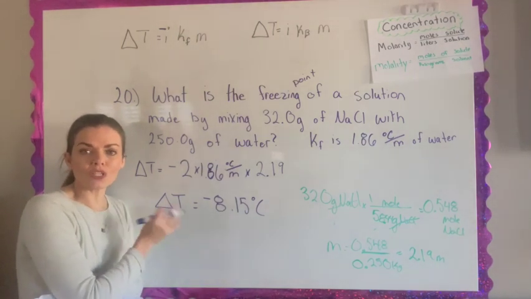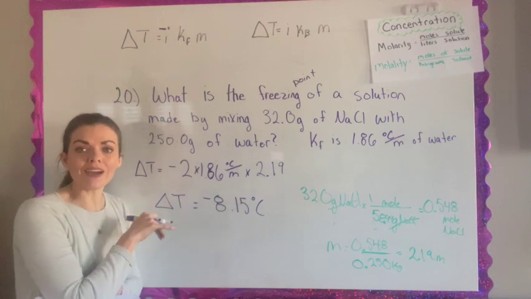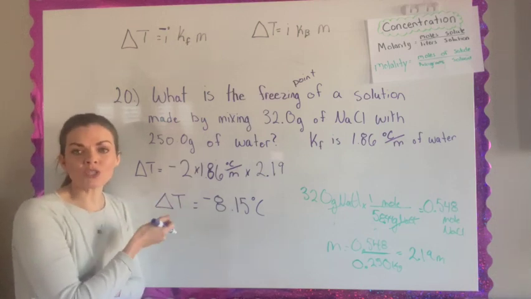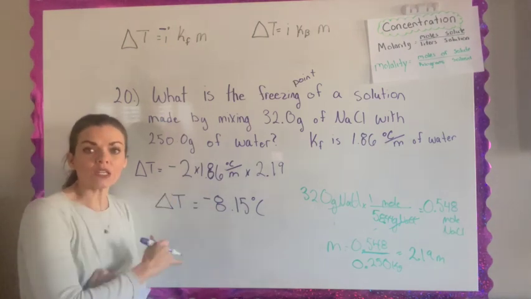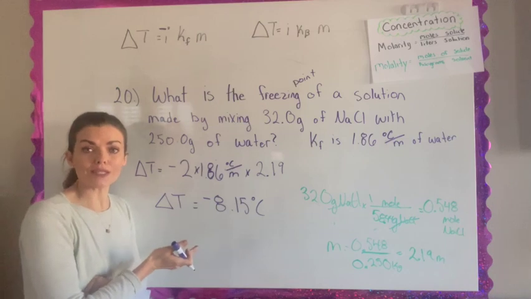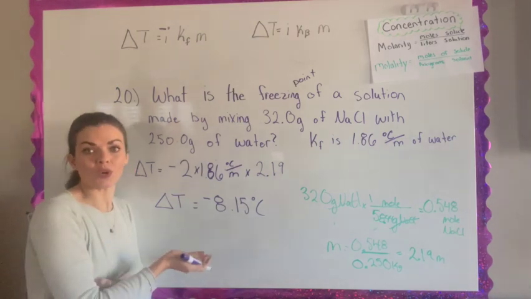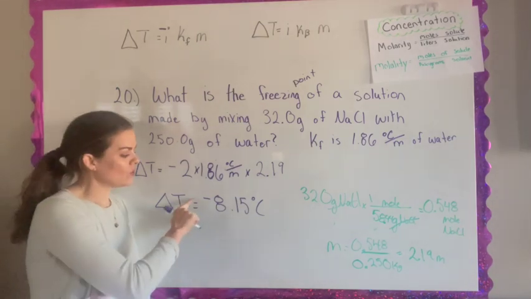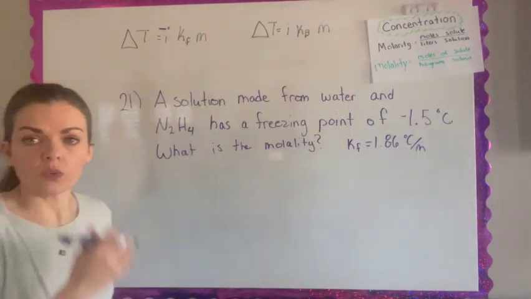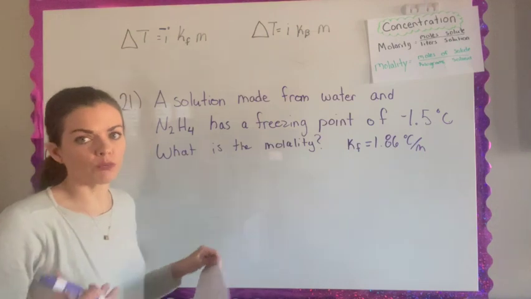And so for this one, it's a little bit easy to figure out because water normally freezes at 0 degrees Celsius. If I'm going to have this be taken away, lowering the freezing point, instead of freezing at 0 degrees Celsius, it would freeze at negative 8.15. And so even though this is the delta T, it's also the new freezing point. Number 21, same set of problems.